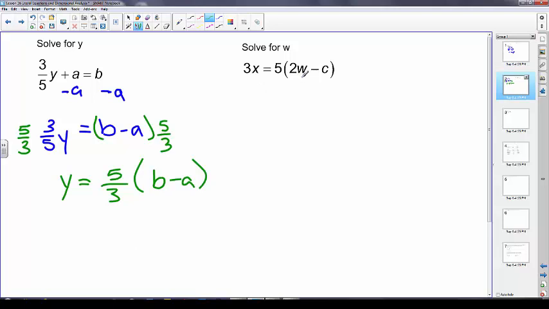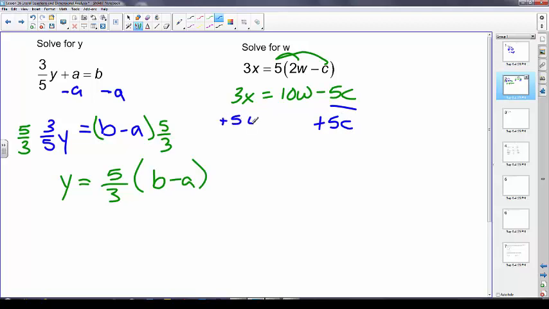The next example, I want to get w by itself. Now, initially I said I want to get rid of all my multiplications last. I can distribute this if I want to, and I think I will. And you'll notice what I have: 10w minus 5c is equal to 3x. I need to get w by itself, so I'm going to need to move the 5c term over to the other side. Since it's subtracting, I do the opposite of subtraction, which is addition. So I'm going to add 5c to both sides.